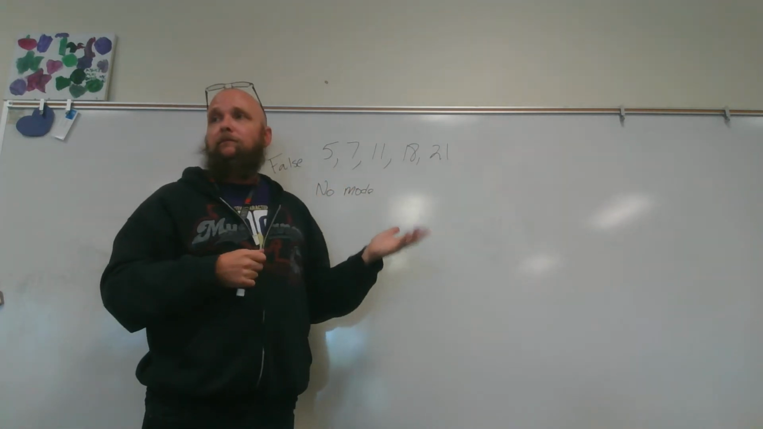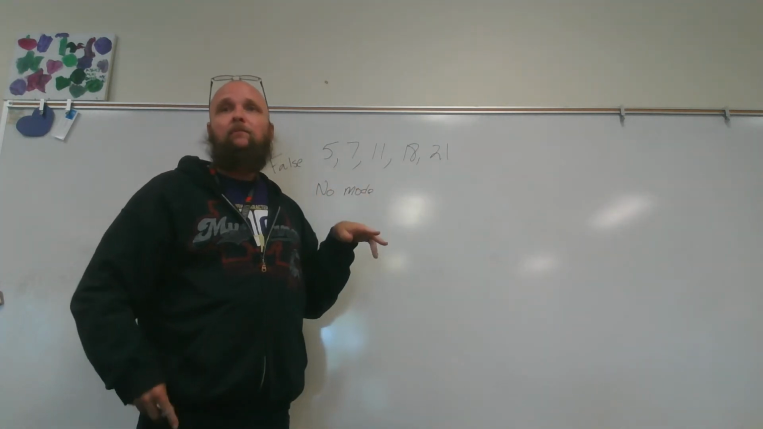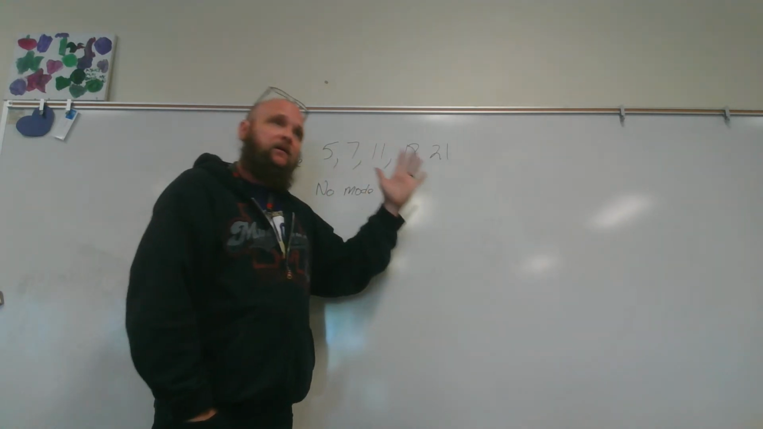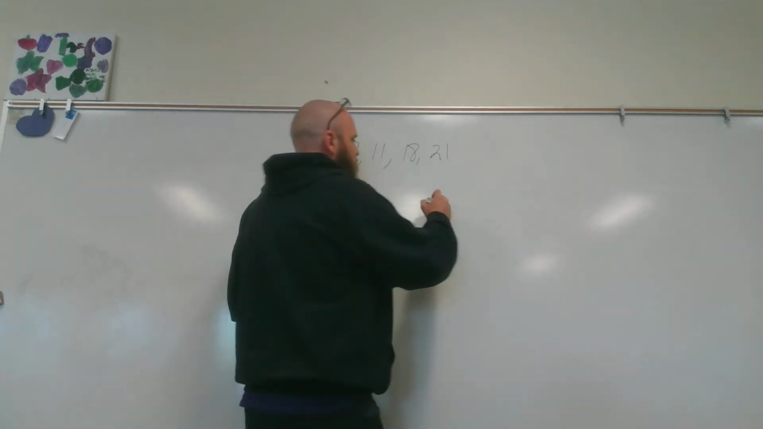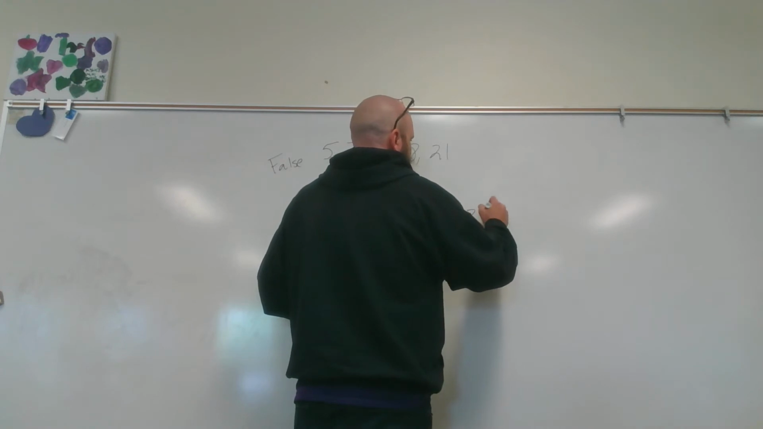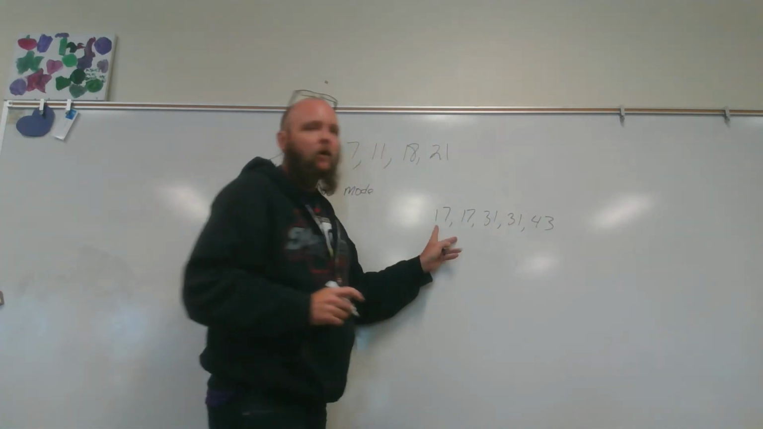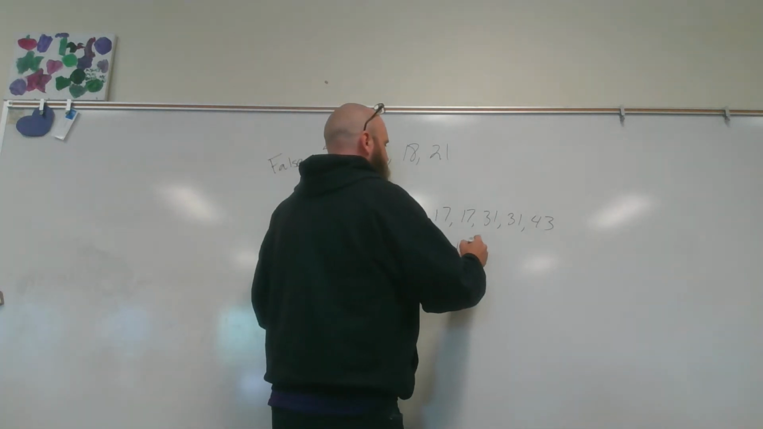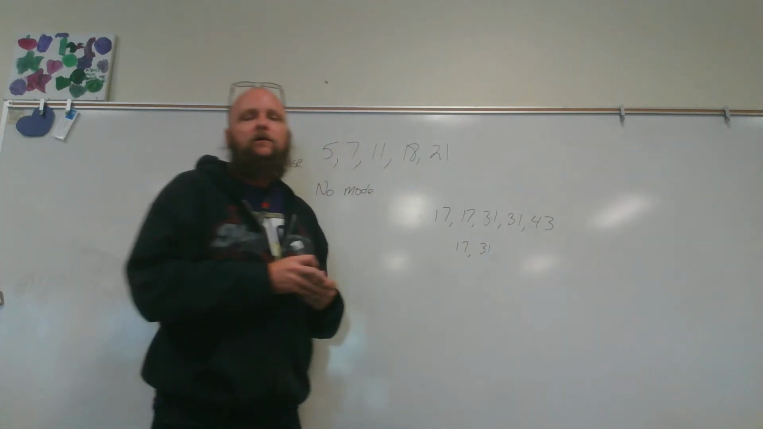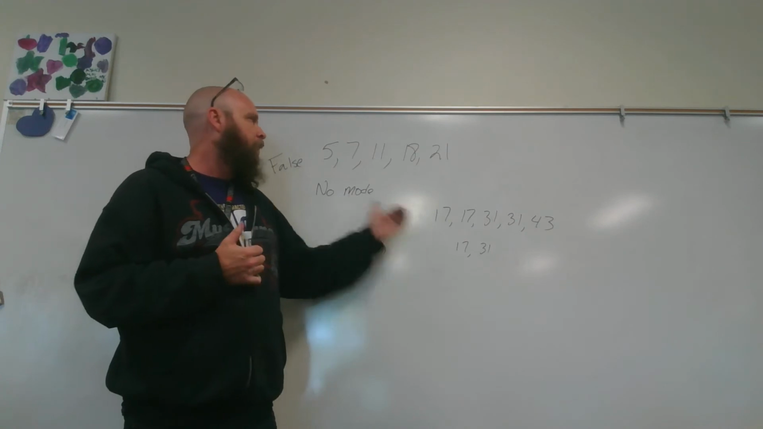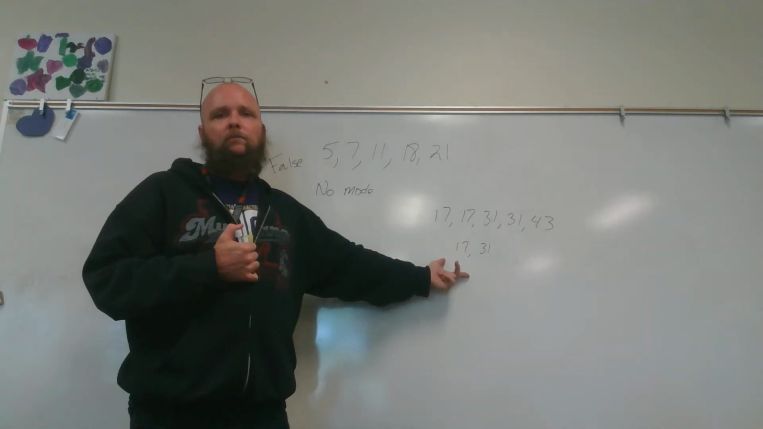So if there is nothing that appears more than everything else, it is no mode. Now, a set of data can have more than one mode. If we had data that had 17, 17, 31, 31, and 43, our mode in this case would be both 17 and 31. So you can have no mode, or you can have more than one mode.